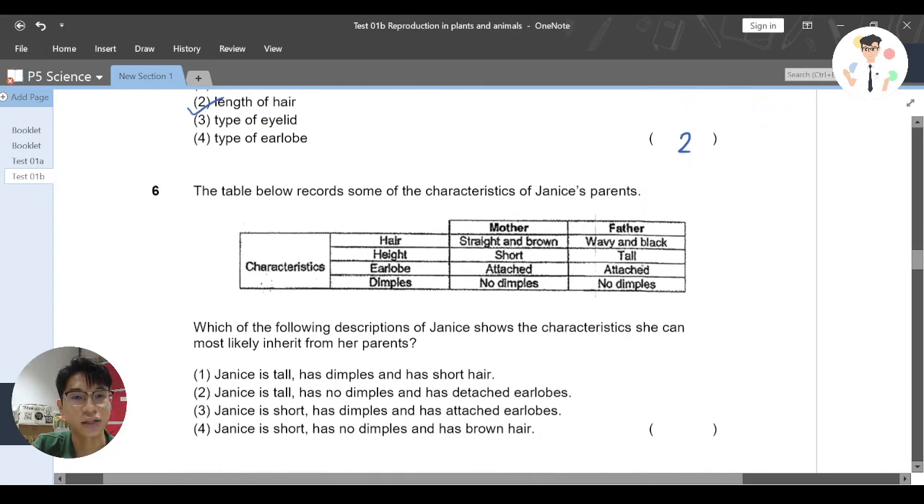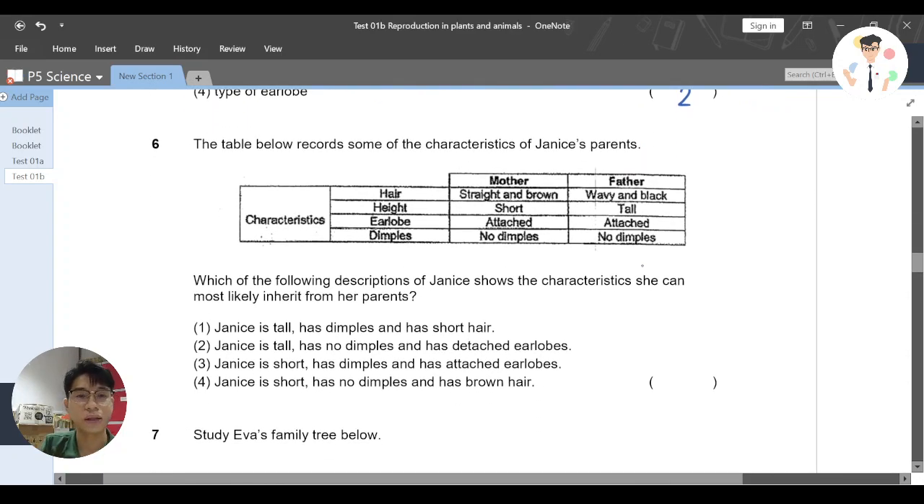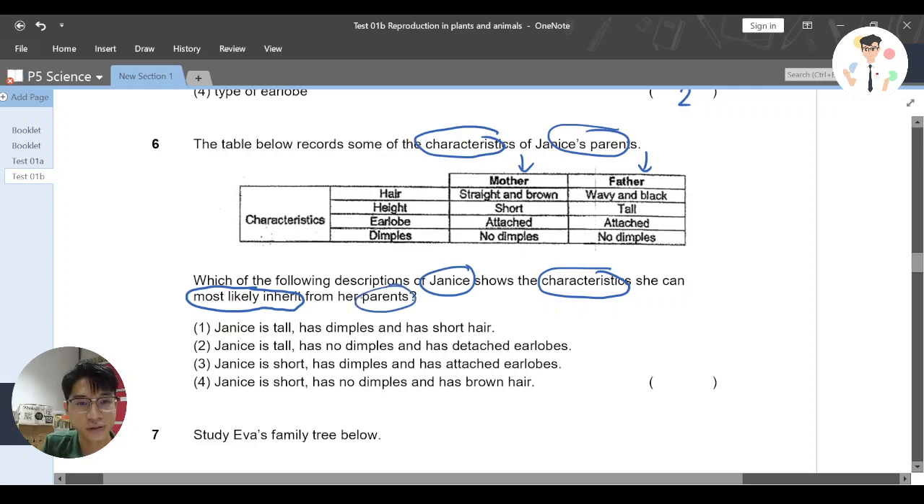Let's look at the next question. Question number 6. The table below records some of the characteristics of Jenny's parents. So this is the mother, and this is the father. Which of the following descriptions of Jenny shows the characteristics she can most likely inherit from the parents? So, number 1, Jenny is tall. You can see the father is tall, so it is possible. You can put a tick there.